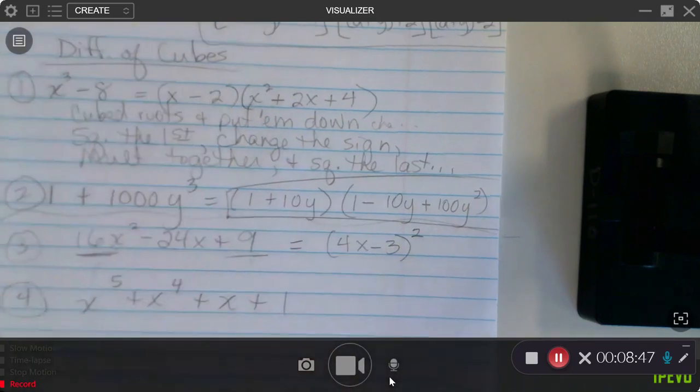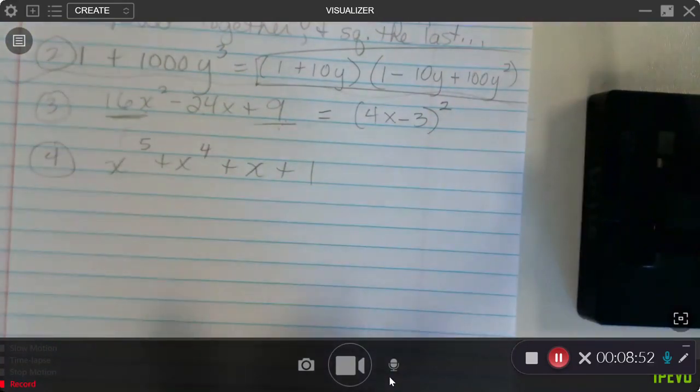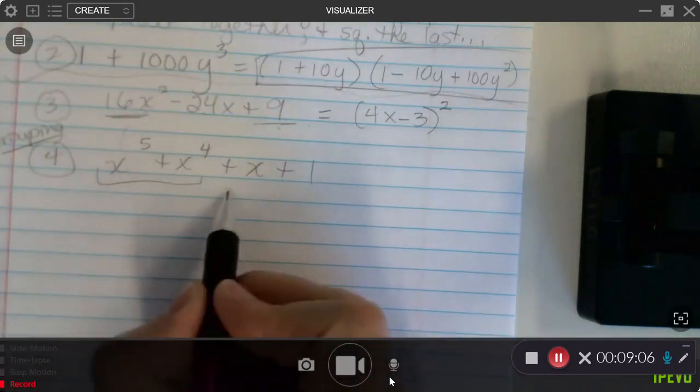When you see 4 terms, what do you usually think? Factor by grouping. When you got 4 terms, yeah. And I usually just group the first 2 and the last 2, right?